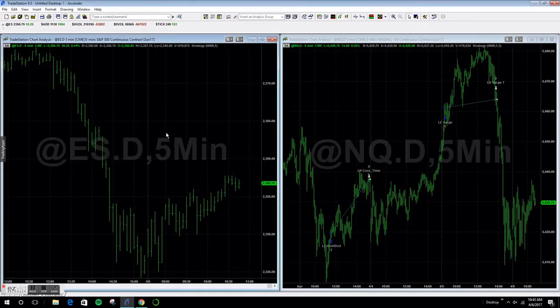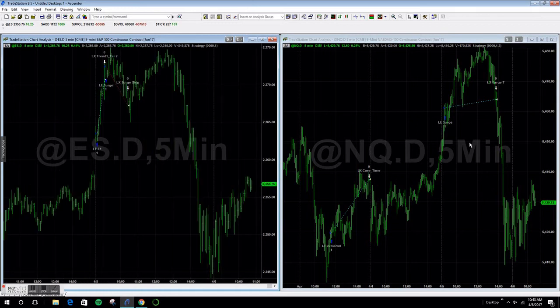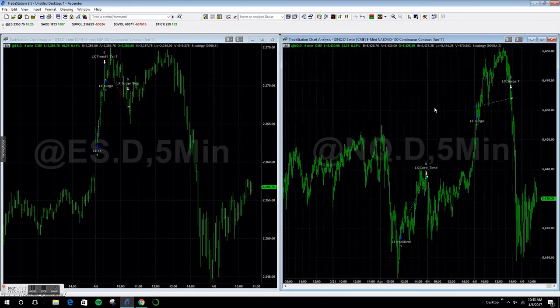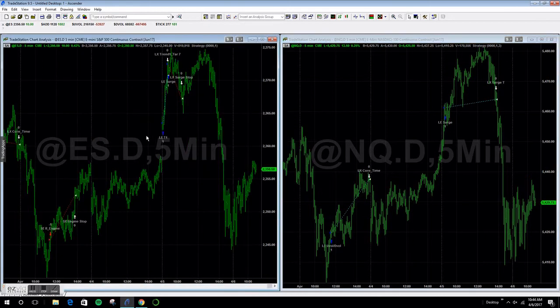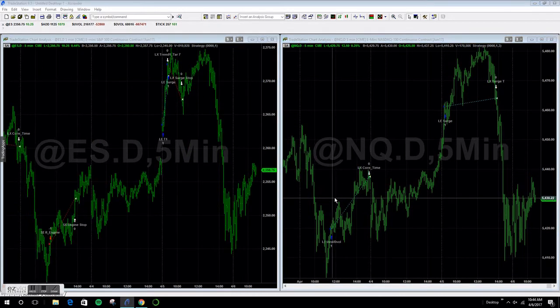So let's take a look at what's new, which is the Ascender NQ. This is very much the same system as the Ascender ES, except there's fewer trades. There's about 15 trades in it. And because it's a different market, we often get different trades. For instance, a couple of days ago, on April 3rd, we were actually long on the NQ Ascender on a different trade.